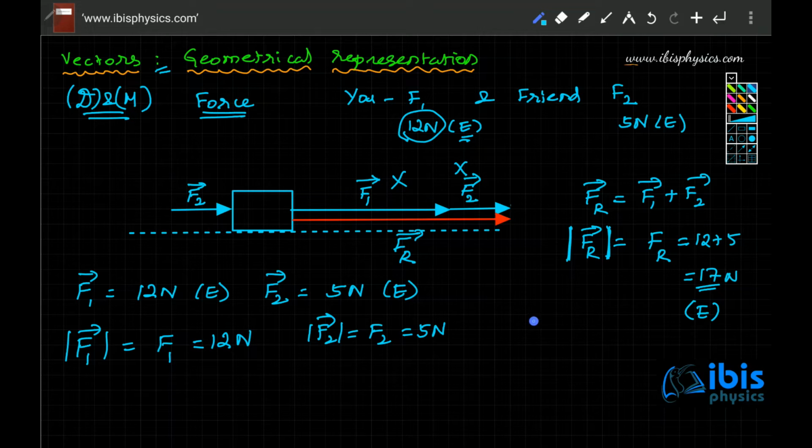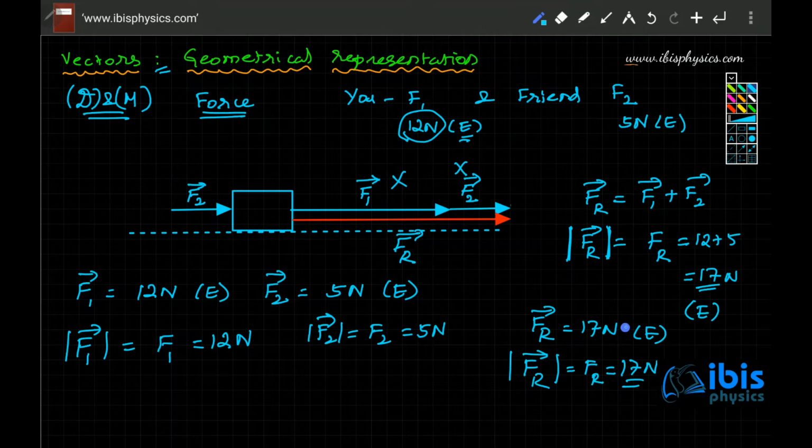So if you want to write, the resultant vector is 17 Newton east. The magnitude of the resultant vector, which is Fr, is simply equal to 17 Newton. But it won't be added all the way.